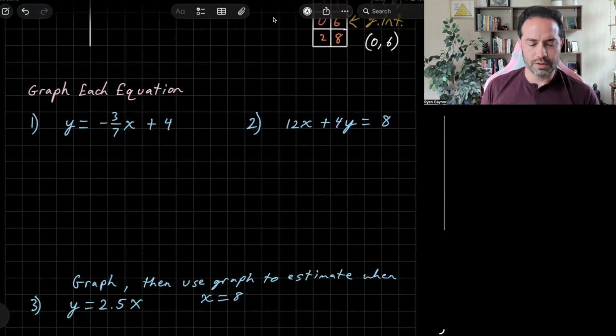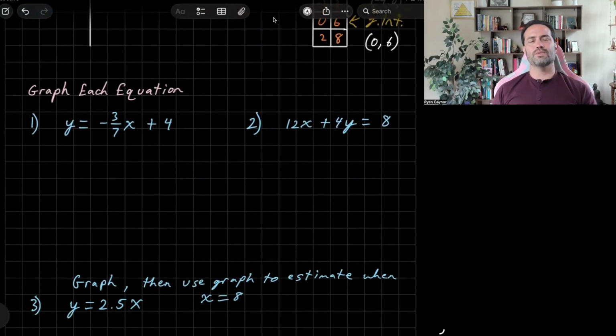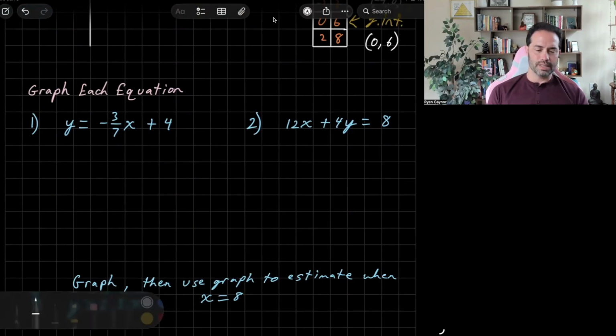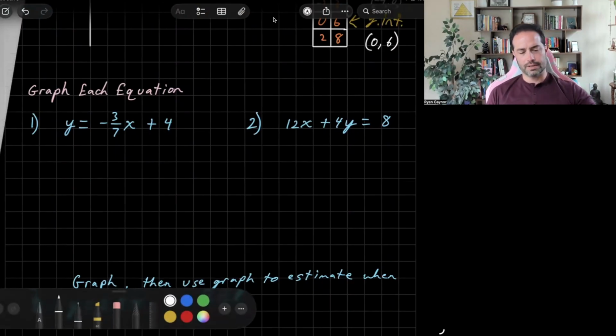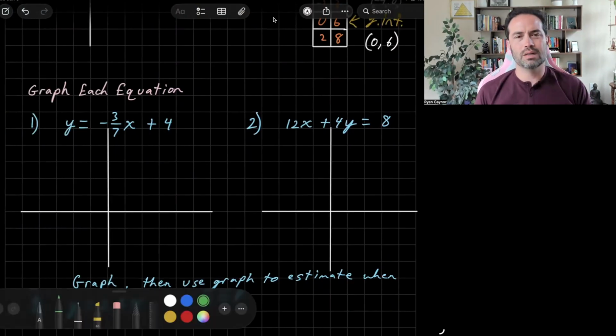We have graph the equation. What I want you to do is use the x and y intercepts in order to graph this. Let's draw our graph first. Okay, we're ready to graph. Let's start with the y-intercept.